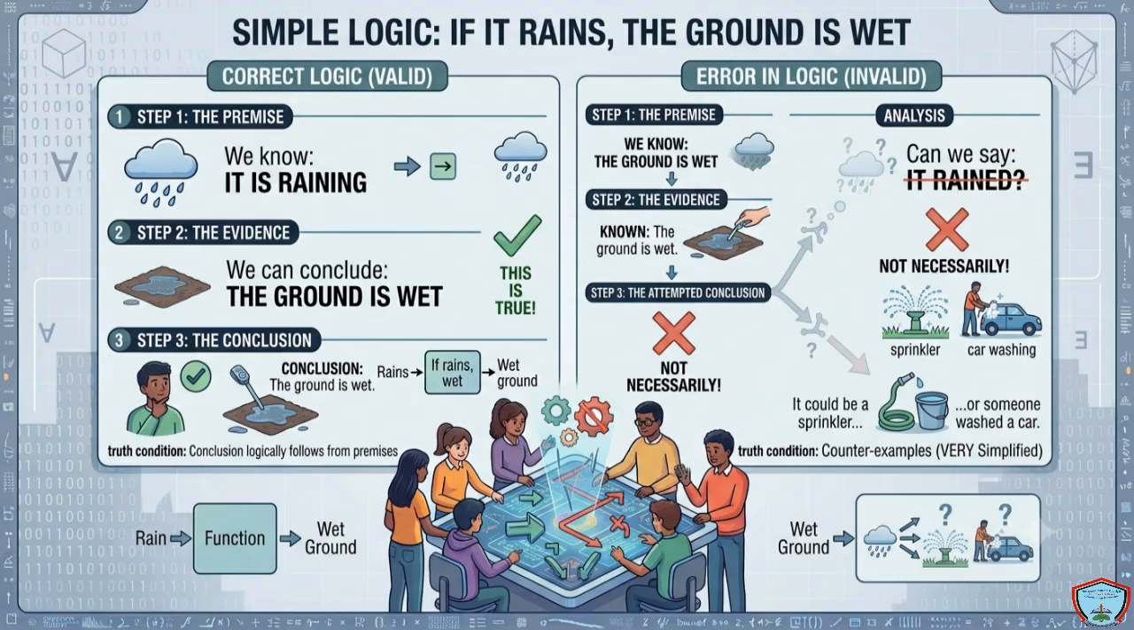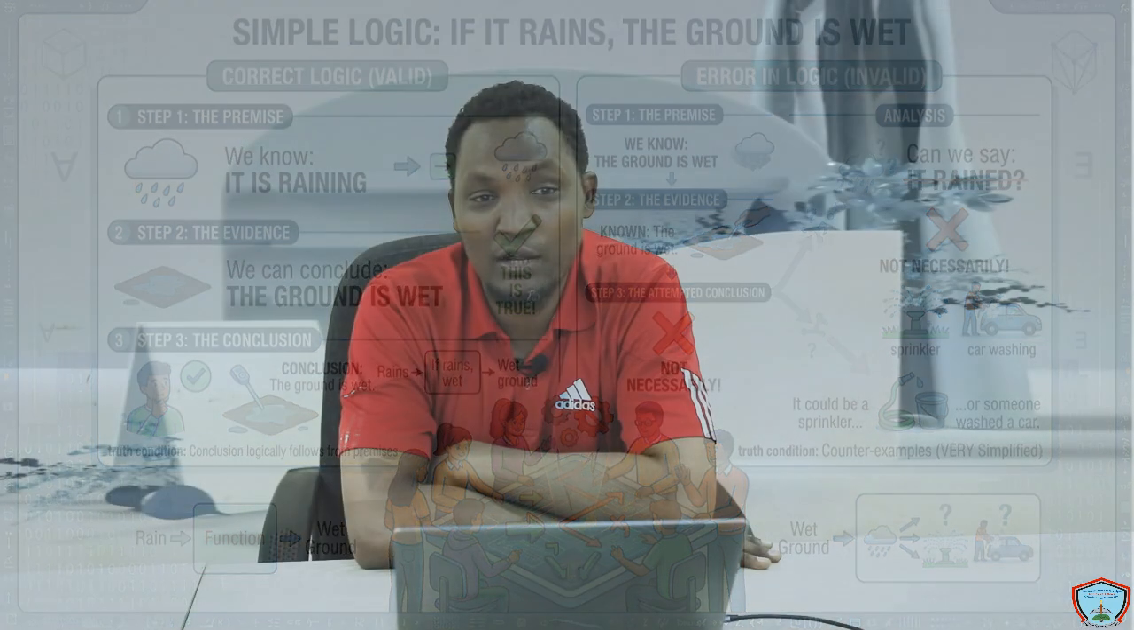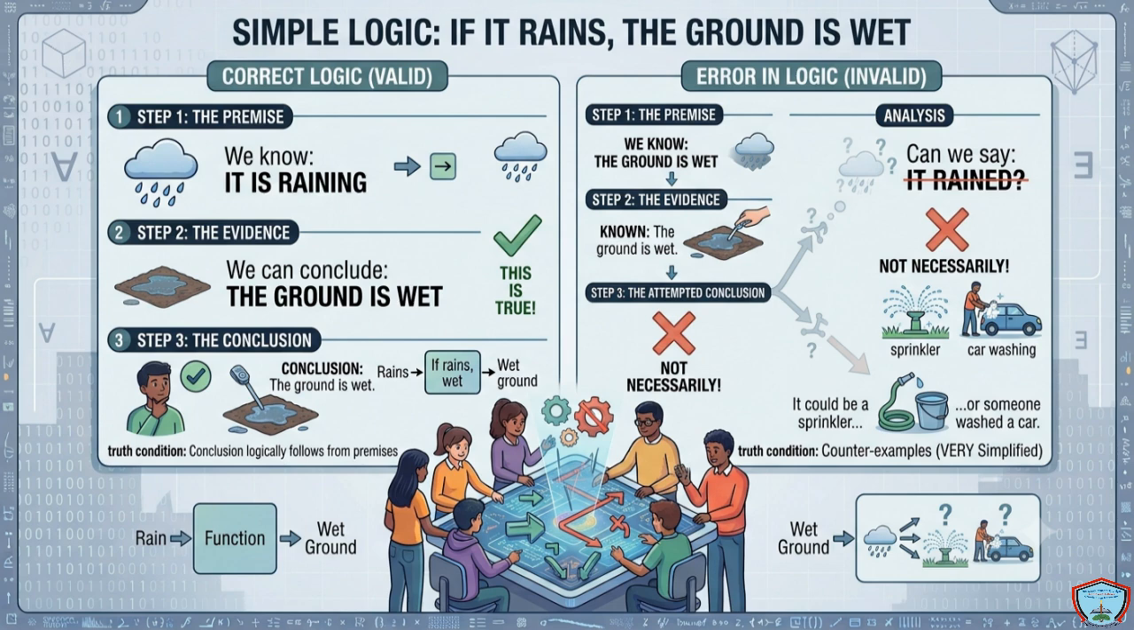For example, consider the statement, if it rains, the ground is wet. If we also know that it is raining, the conclusion that the ground is wet logically follows, because it is raining, then the ground will be wet. However, if we only know that the ground is wet, we cannot automatically conclude that it rained, because other factors such as a sprinkler may have caused the ground to become wet.